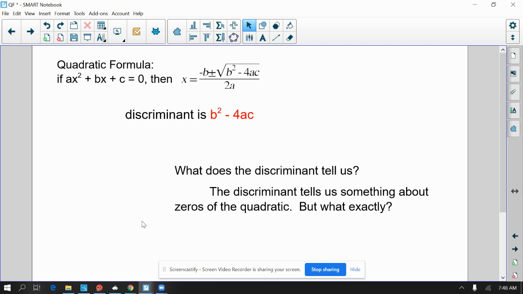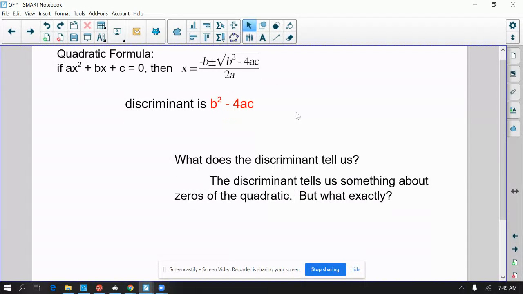Hello, everybody. So we are continuing talking about the quadratic formula, and something specific about it is what's called the discriminant. And the discriminant is b squared minus 4ac. So it is the number inside the square root. It is not the square root of that number. It's the number inside the square root.